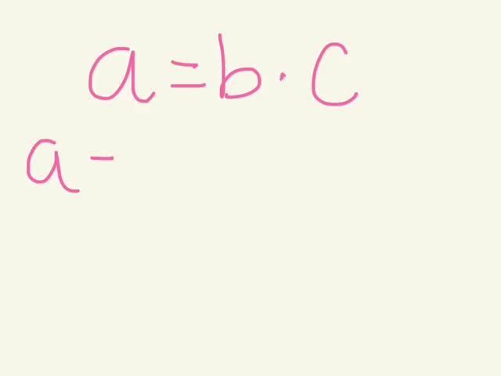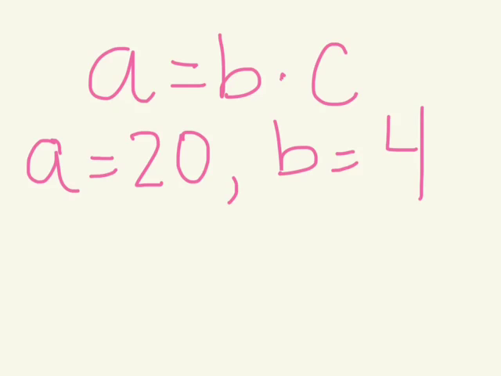Here's the first one. The first one is A equals B times C. Now I have more than one variable, so there's no way of solving this unless I know what some of the variables are equal to. So I actually have values. So this is what you'd be given in a problem. A equals B times C when A equals 20 and B equals 4.